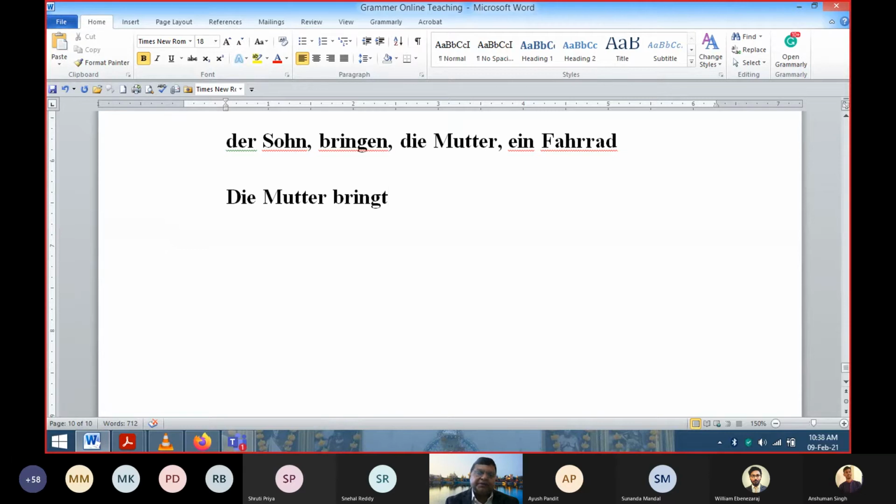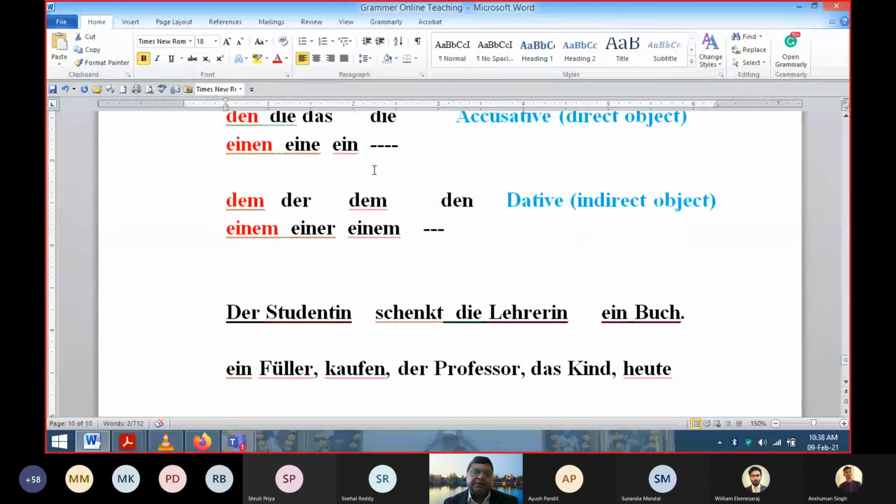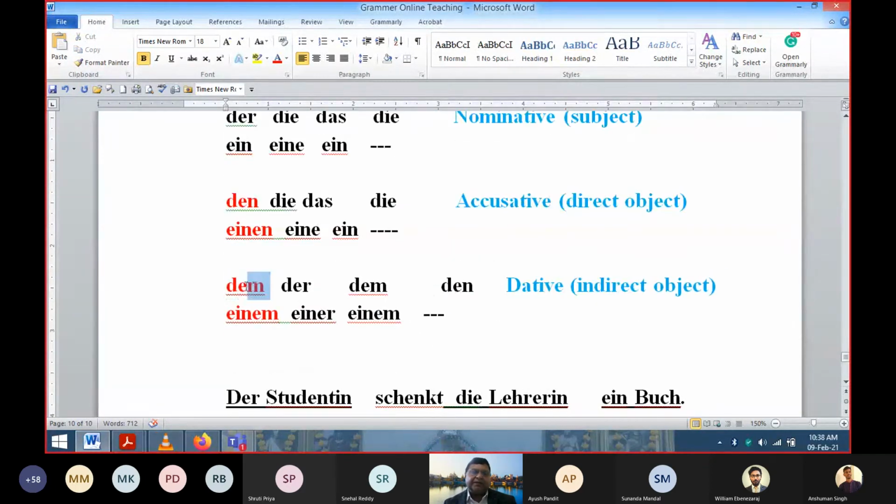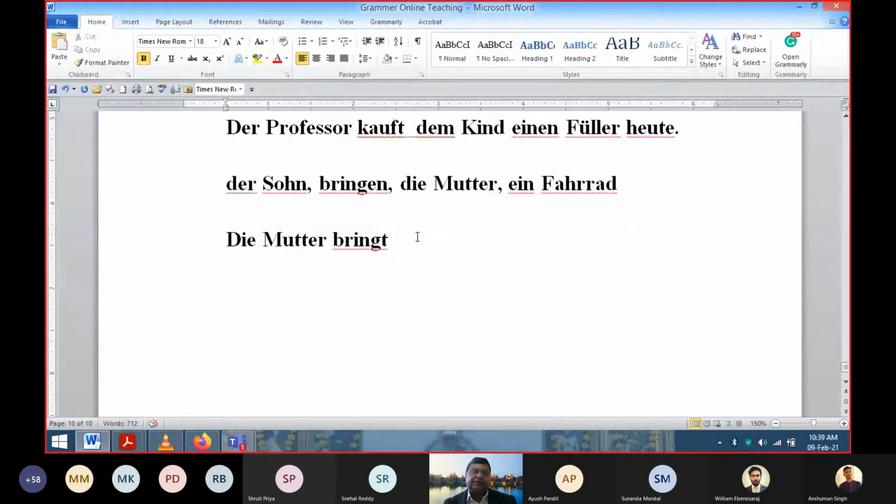So die Mutter bringt. Now, as I mentioned, if there are two objects, dative should come first and then accusative. So what is dative? We have decided that this is going to be the indirect object. Sohn is a masculine noun, so I have to select from this group which one? Masculine and definite article, it should be dem. If I am using masculine singular in the indirect object, in the dative form, then it should be dem. So this der will be changed into dem.